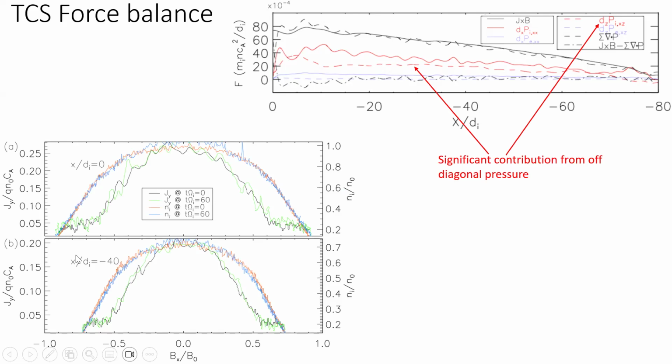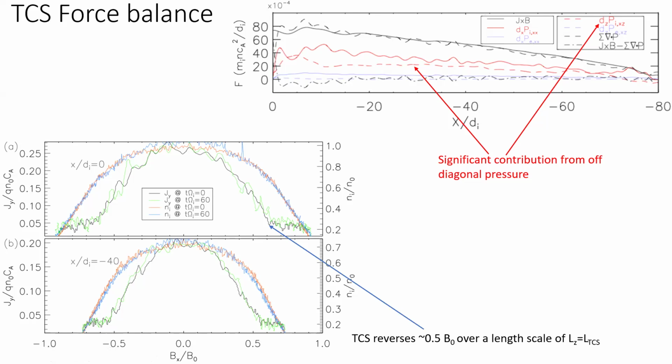This is now across the current sheet, in the current sheet normal direction, as a function of Bx here. And we plot the current and the density. And again, you see that the current sheet is embedded into this thicker density plasma sheet. But you also see that the thin current sheet reverses only about half of the asymptotic magnetic field.